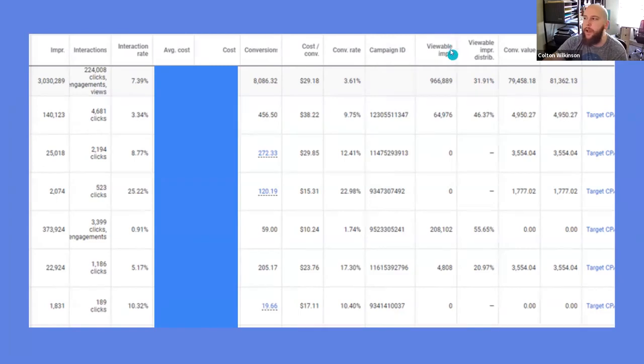You don't really need to pay attention to that. But then viewable impressions and viewable impression distribution. This is not something that you need to hone in on or anything like that. I haven't even talked about it up to this point. Viewable impressions just means that the view of the ad was at the top of the page. It was front and center.